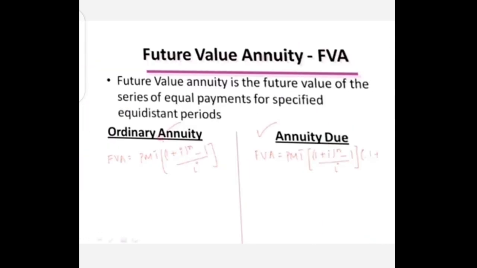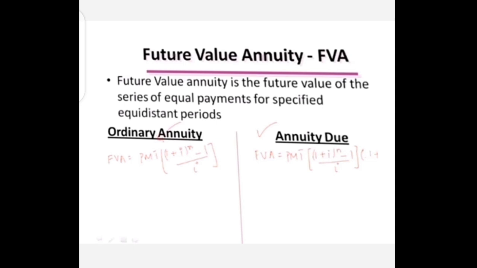Now how do we calculate future value, and what is the future value of an annuity? Future value is the amount that we will be paying in the future. Future value of an annuity is the future value of a series of equal payments for specified equidistant periods. They will be paid at equidistant periods, but they will be paid in the future.